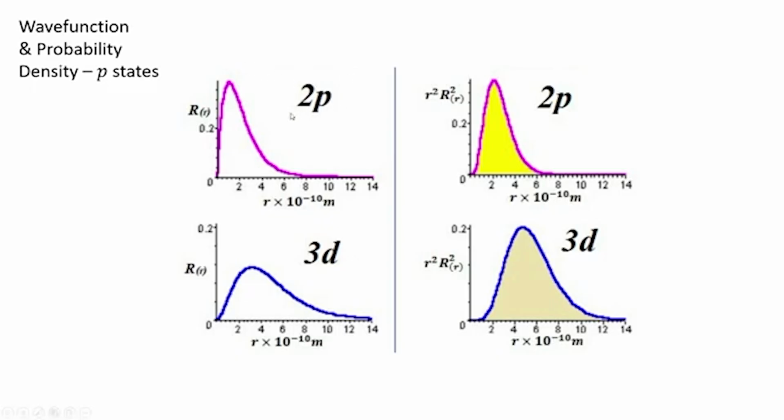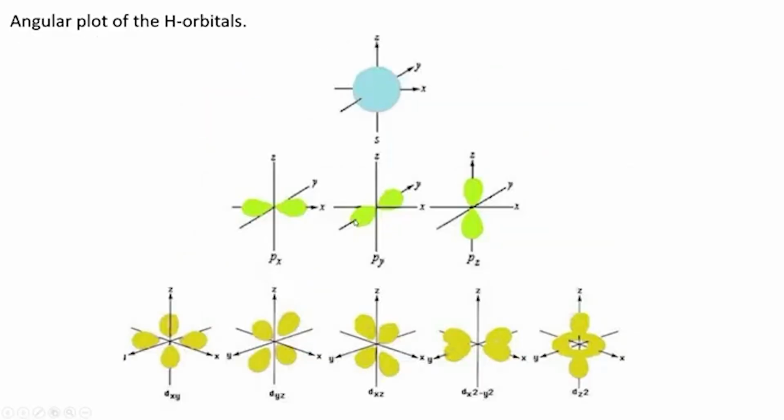So, this first number corresponds to the value of N, and the second one corresponds to the value of L. So, this means N equal to 2 and L equal to 1. Similarly, this is N equal to 3 and L equal to 2. Okay. So, that is the depiction of the wave function and the probability.